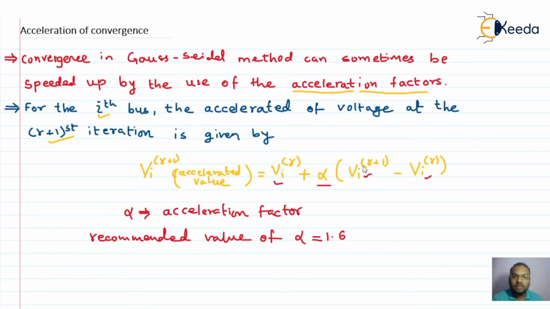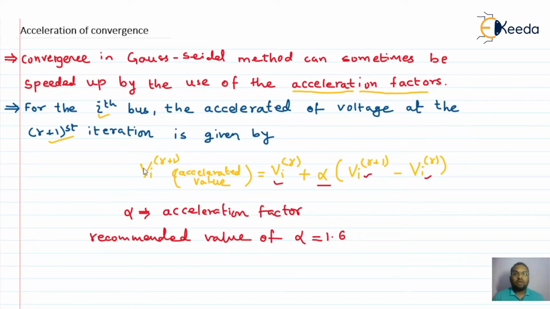So instead of using this normal value, we'll use the accelerated value. This accelerated value will help us to speed up the process. It is helping us to increase the speed of this process, and it will help us to make the method converge rapidly.